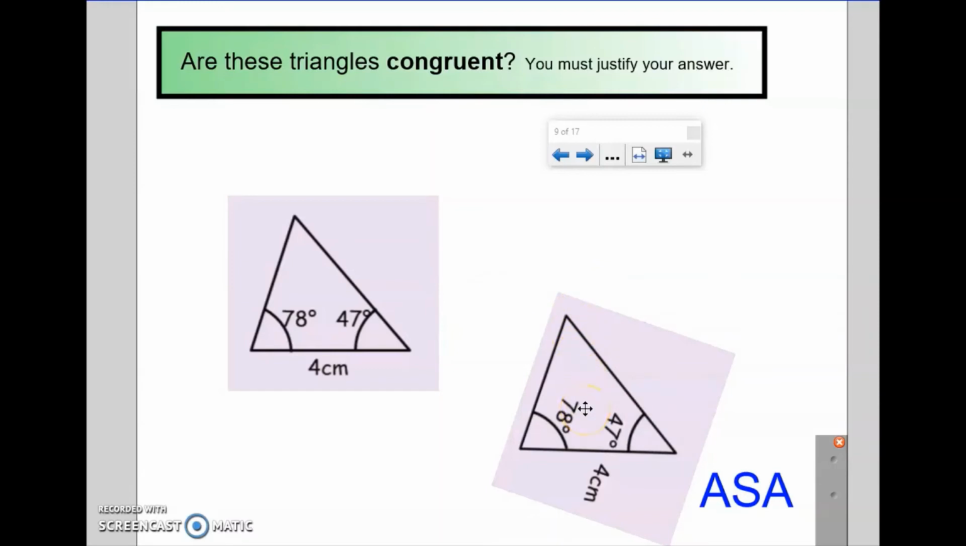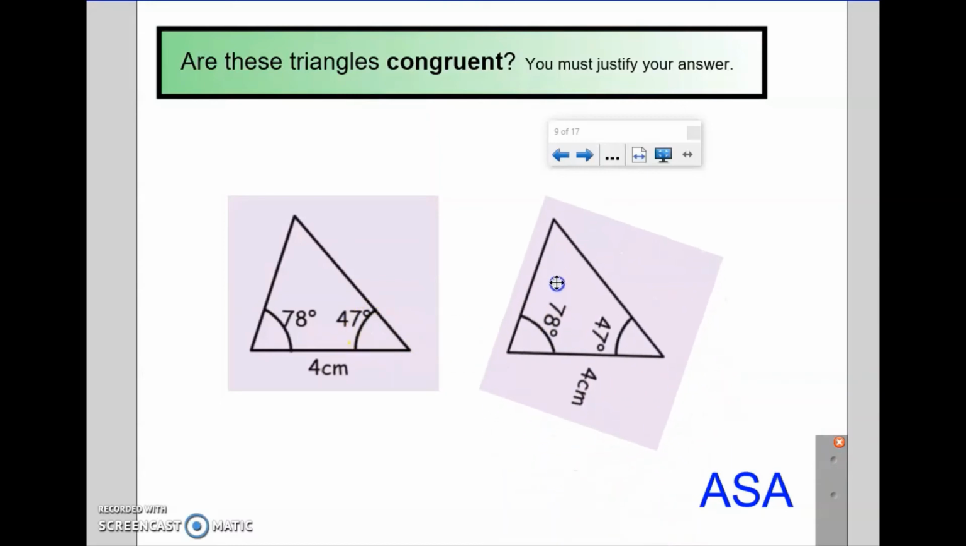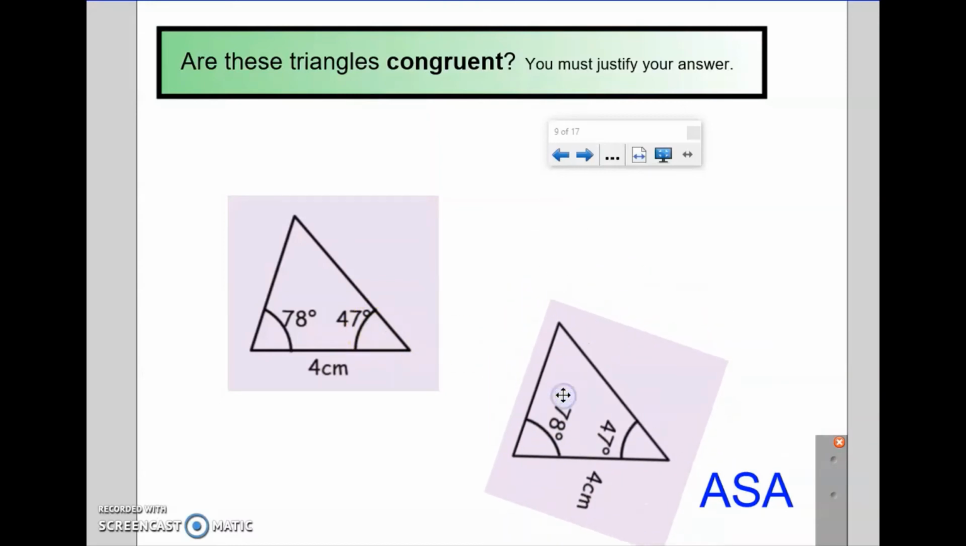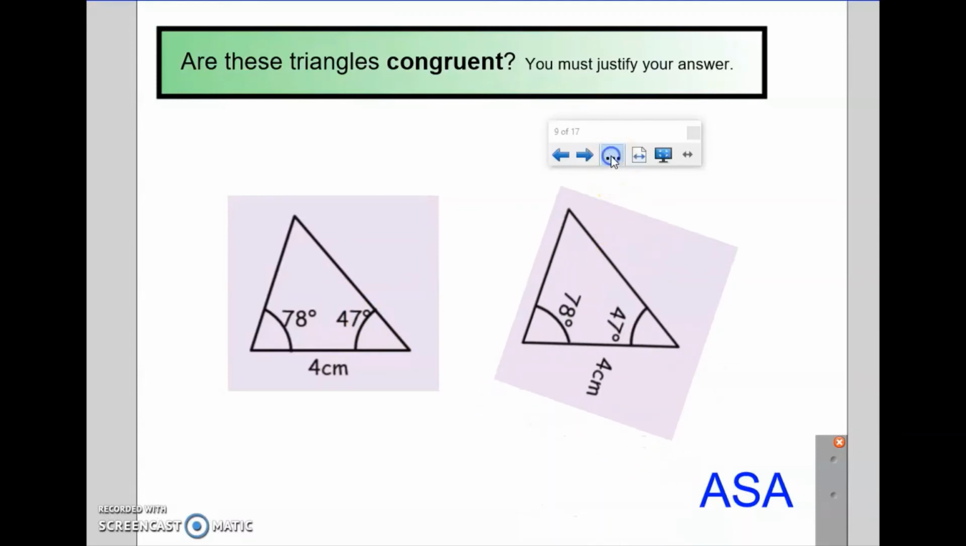But the main thing is the size of the shape is not changed. So whether it's a rotation or a translation, as long as the size of the shape does not change, we're dealing with congruent triangles. If I highlight my justification again, angle, side, angle, in that order, the side has to be in the center of the two angles. That is correct. If that 4 centimeters was on either of these other sides, that would not prove congruency.